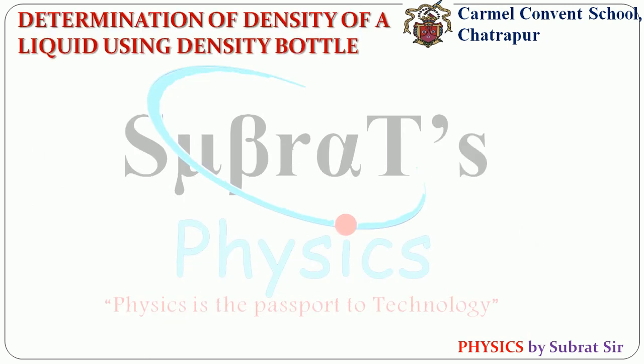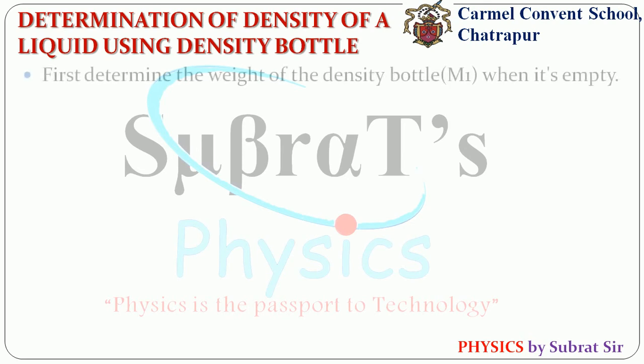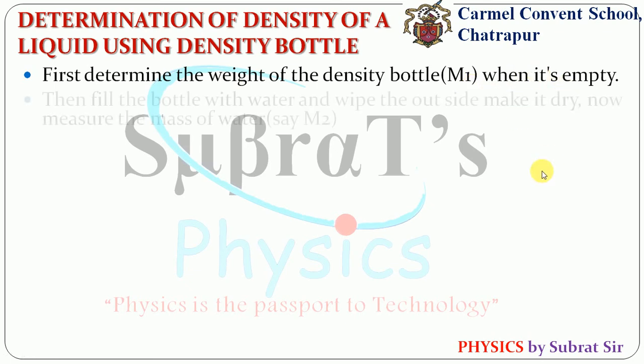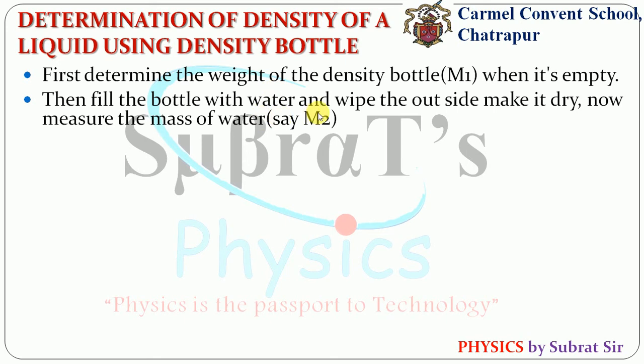Determination of density of a liquid using a density bottle. First, determine the mass of the density bottle, suppose that is m1 when it is empty. Then fill the bottle with water, wipe the outside and make it dry. Then once again measure the mass of the bottle with water, let us say m2.